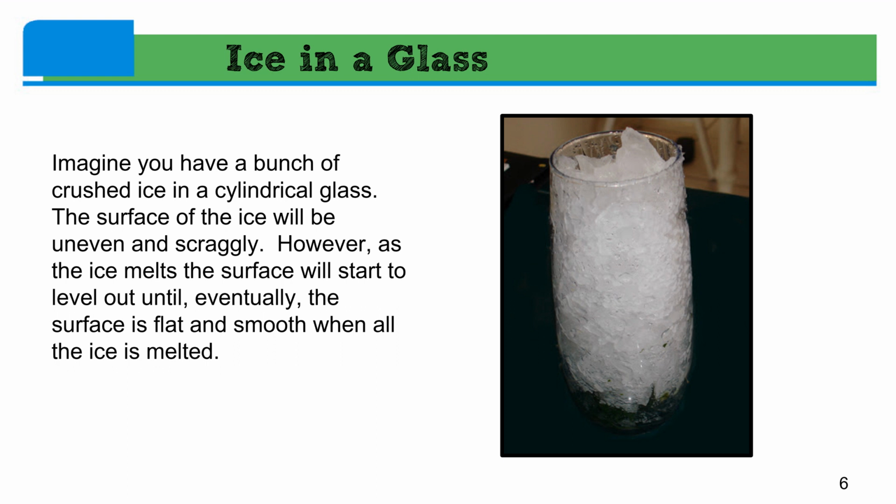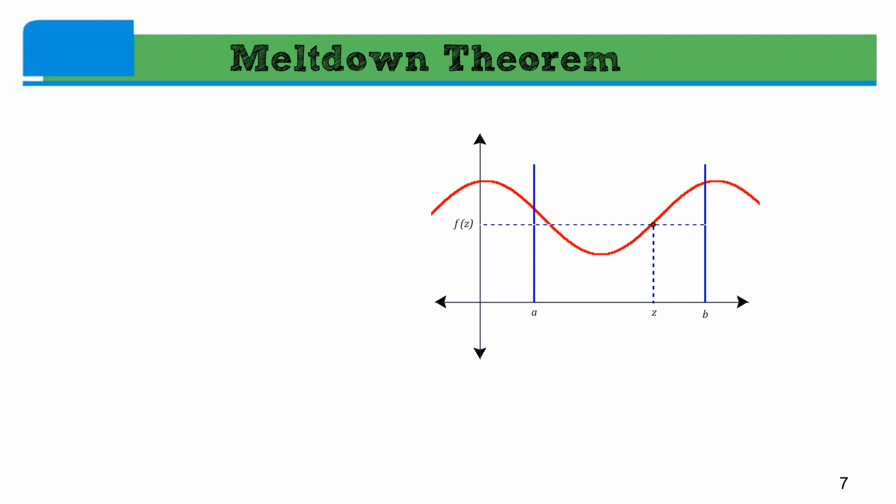So we're going to do the same thing with a function. We're going to melt down a function. So here's a function. Doesn't matter what it is, we'll call it f of x. And I have limits of integration, a and b. So if you think of a and b as the sides of the glass, the function then becomes the scraggly ice on the inside. When you melt down that function, two things happen. The stuff above melts down, the stuff below fills in. If you understand what's going on, let me ask you a simple question.